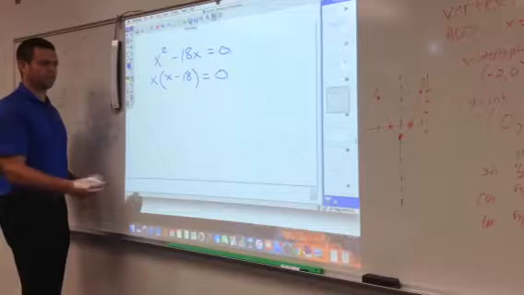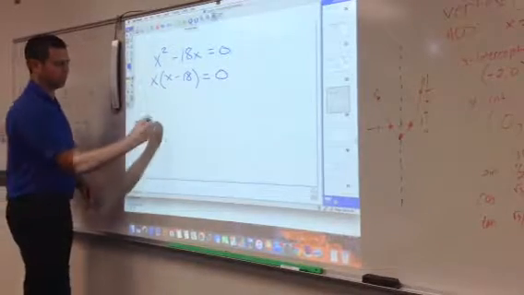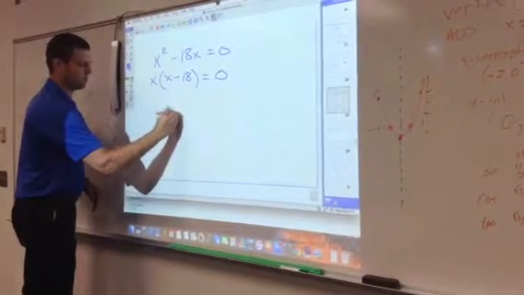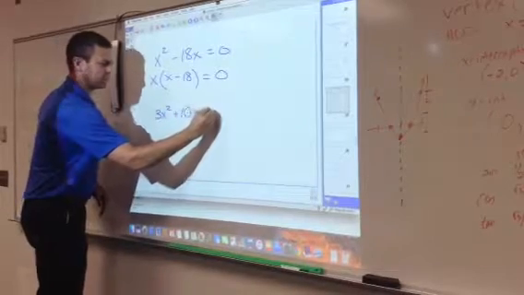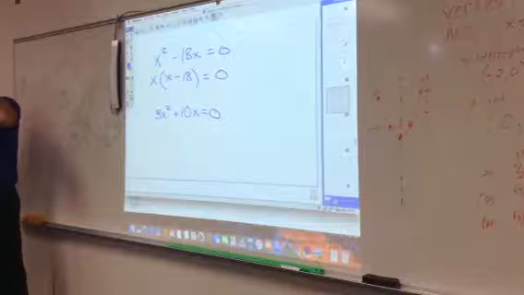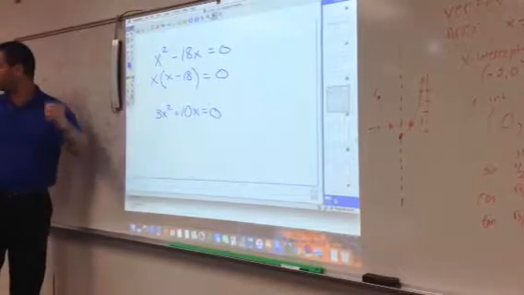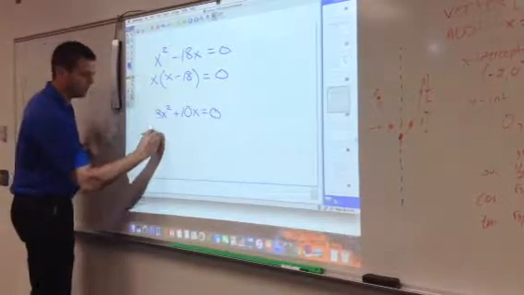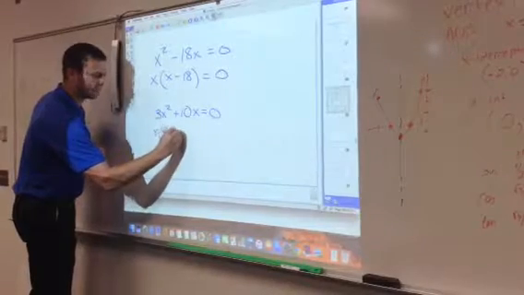So are you saying like 3x squared plus 10x equals 0, like that? Yeah. There's still a greatest common factor. It's x. Both terms are divisible by x. So no matter what, there's always going to be one. So then I'd have 3x plus 10.